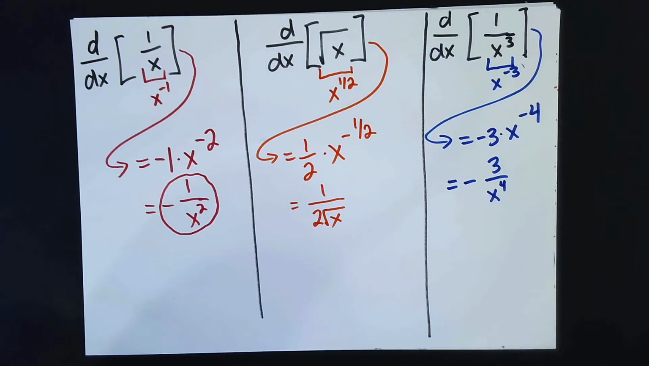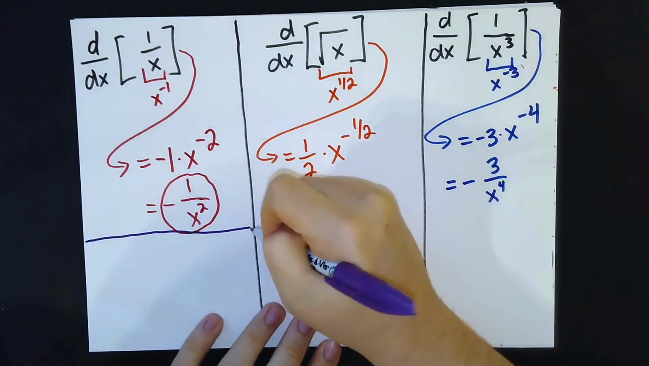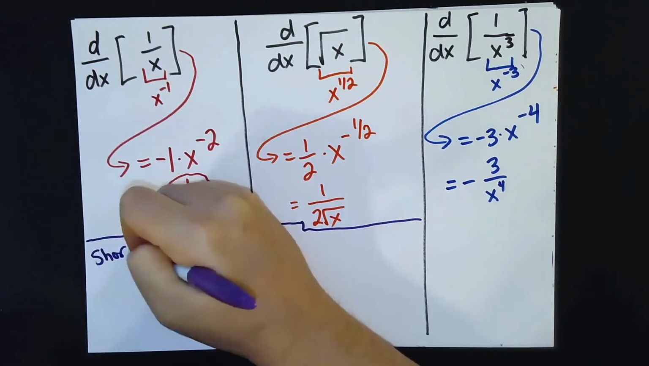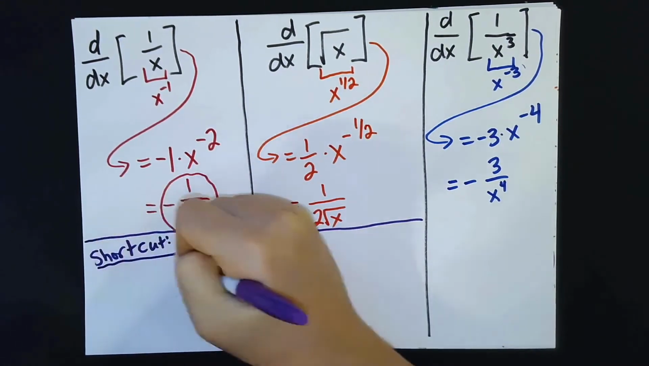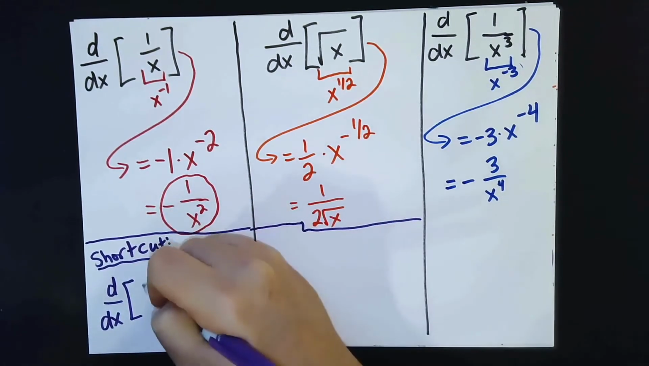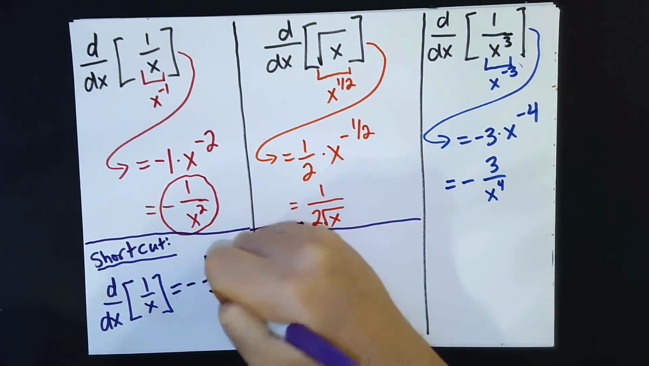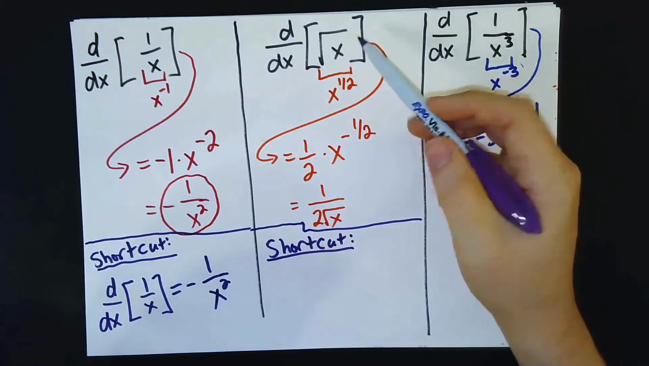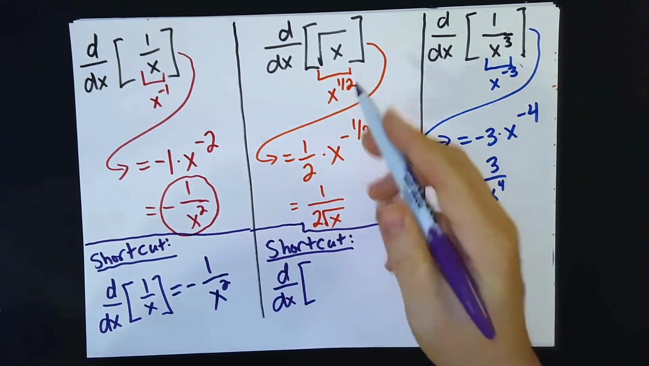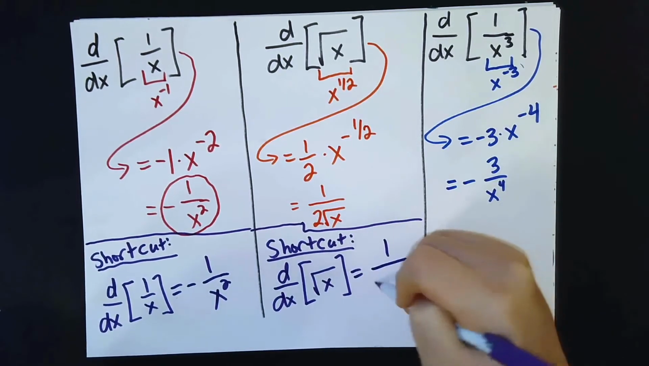Okay, now these first two, 1 over x and square root of x, these are actually functions that we use enough that I'm going to recommend that you add both of these to your shortcut list. Namely, if someone ever asks you what the derivative of 1 over x is, you can just say minus 1 over x squared. And if someone ever asks you what the derivative of square root of x is, you can just say it's 1 over twice the square root of x.